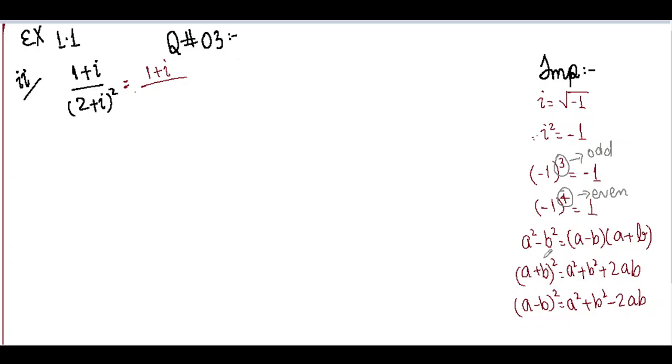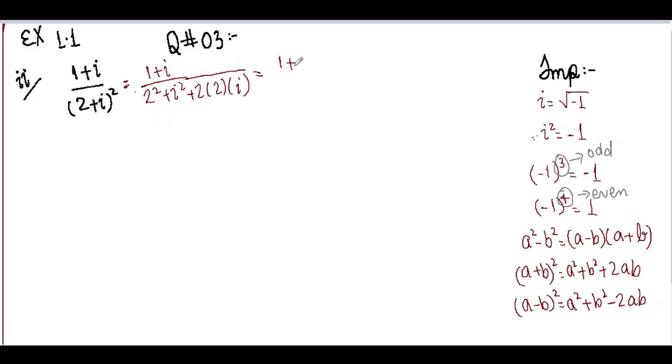A plus b whole square equals a square plus b square plus 2ab. Now we are going to use this formula over here. Here a is 2 and b is iota. So 2 square plus iota square plus 2 into iota. I hope you can understand it very well. We have practiced it a lot in the previous classes.